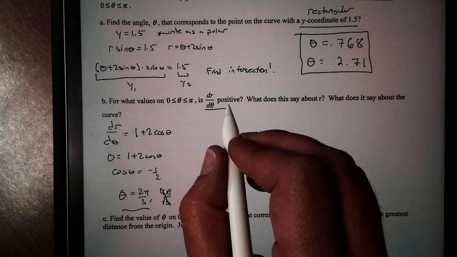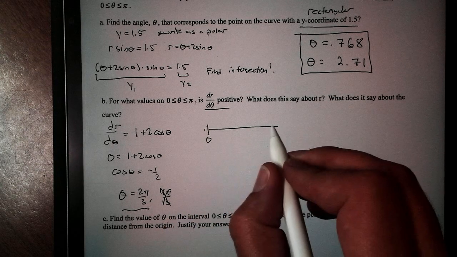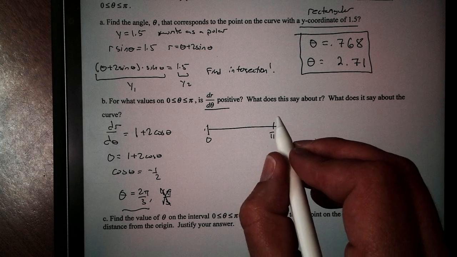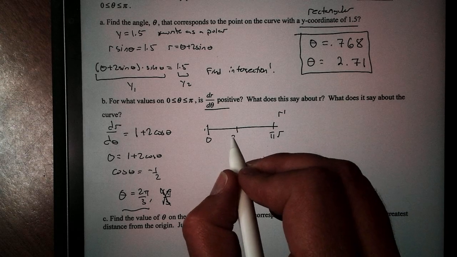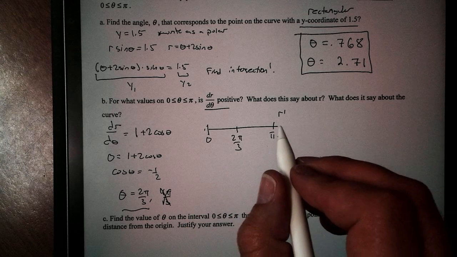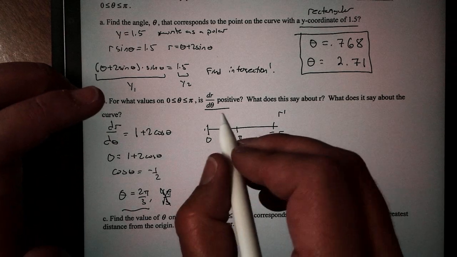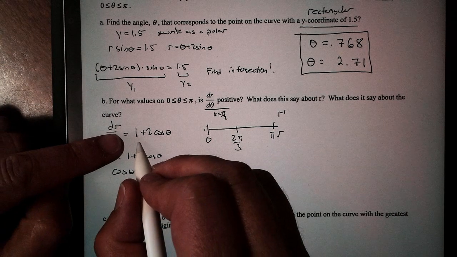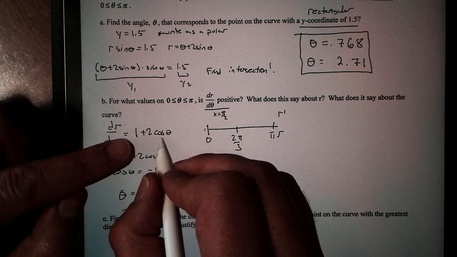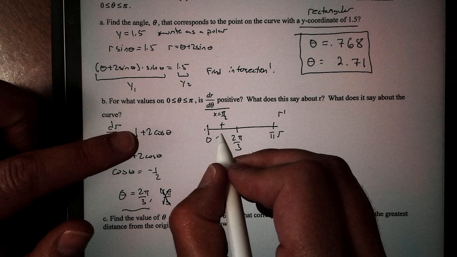If you're thinking this sounded like a sine chart, you're exactly right. We're going to go from 0 to pi, with r prime and r, and 2 pi over 3. So if I plug in a value anywhere between 0 and 2 pi over 3, I'll pick pi over 2. I'm going to get 1 plus 2 cosine pi over 2. Cosine pi over 2 is 0, so this is going to be positive, so it's increasing.